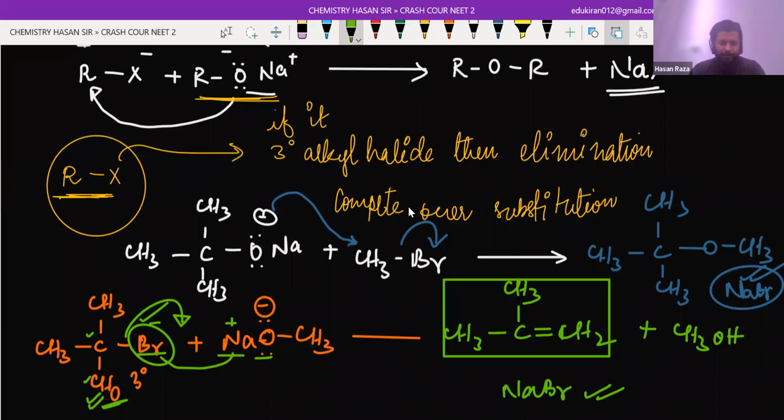Is that clear? Yes, sir. Okay. So for the better yield or for better production of ether, you should take primary alkyl halide instead of secondary. And if you are going to take tertiary, then you will not get ether, you will get alkene.